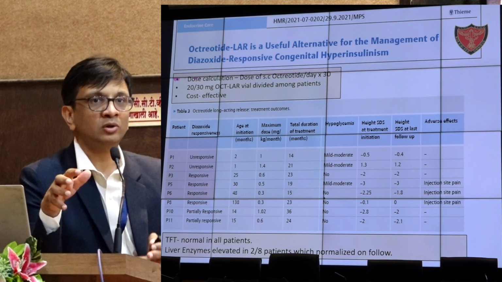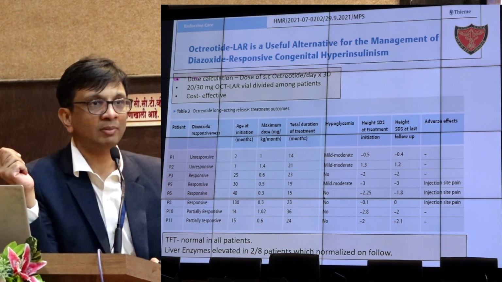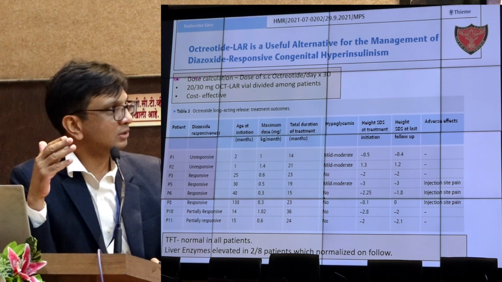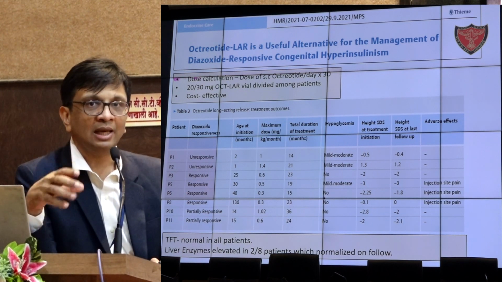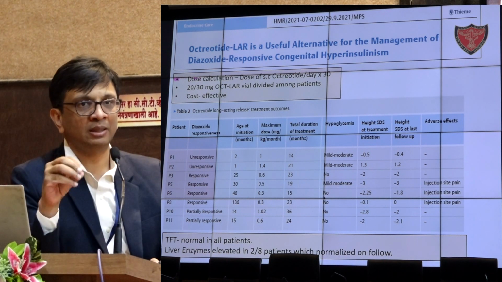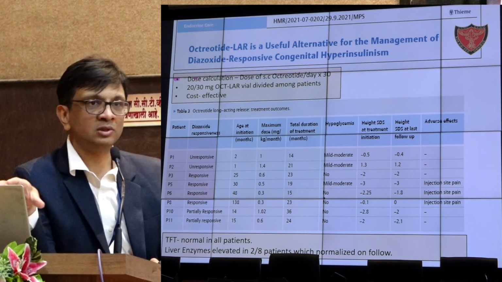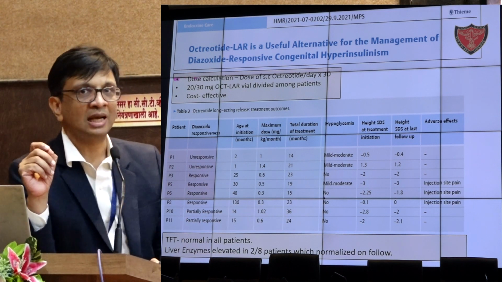So the cost of that octreotide LAR came down, and then we can sustain the octreotide injection on a monthly basis in these families. We now have experience of using octreotide LAR on an ongoing basis in 15 patients, which is a good injection and easy to manage. Once a month they take the injection. The cost is shared between 3 to 4 patients, and the response is actually good.